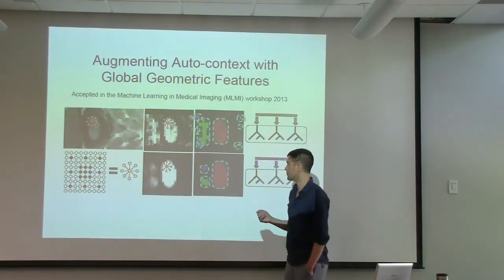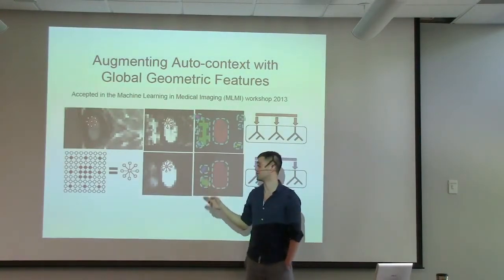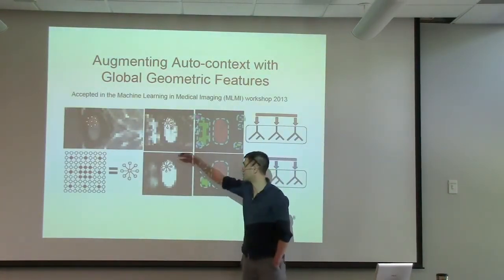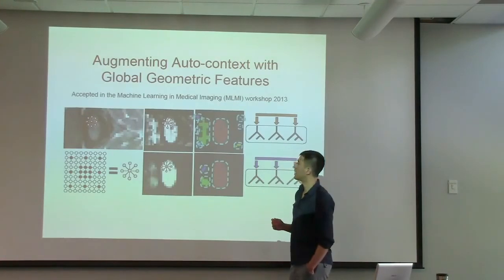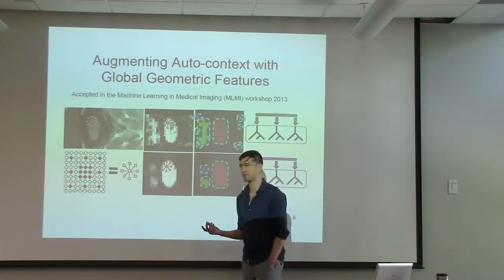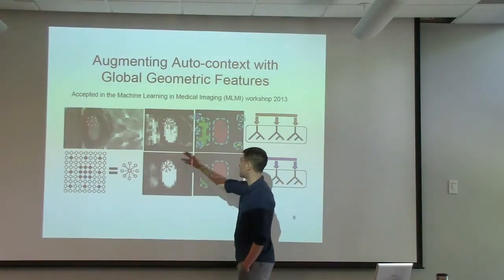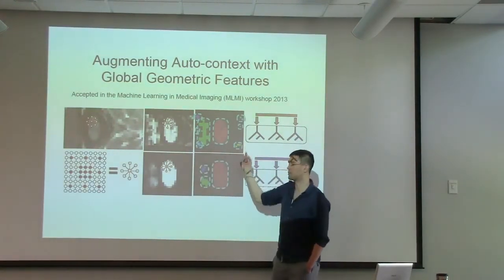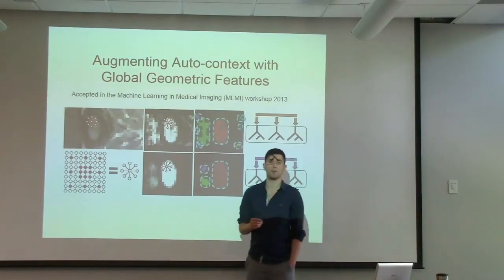For this work, we used a random forest, which has a nice property of giving you a probabilistic output, which is why we have fuzzy values there. So the problem with just directly doing voxel-wise classification is you end up with these kind of patchy segmentations where you have a lot of false positives and false negatives.